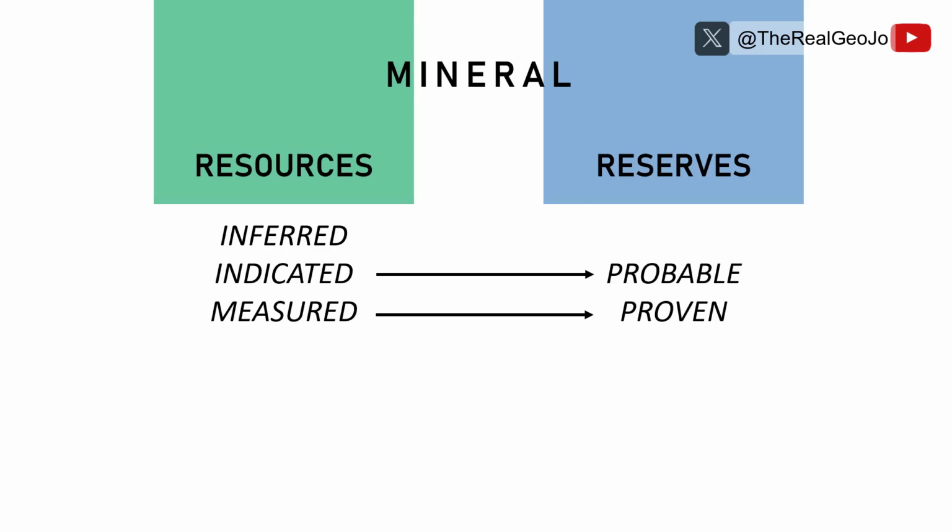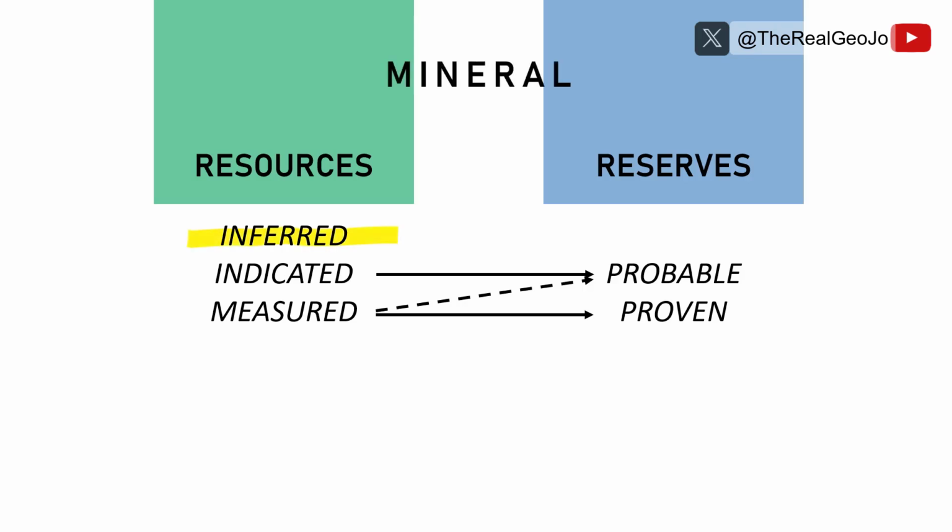Resources are classified into inferred, indicated, and measured, and reserves are classified into probable and proven. As you can see, when I incorporate these modifying factors, so when I incorporate market prices and all the mining parameters into my resource, I can convert them into reserves. But I will only be able to convert indicated into probable reserves and measured resources into proven reserves. Sometimes measured resources can be converted into probable reserves.